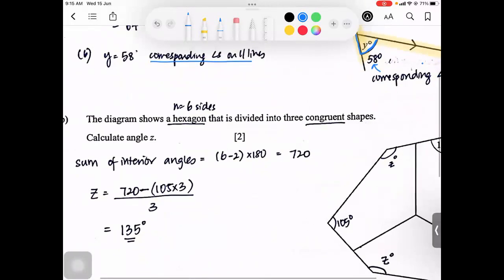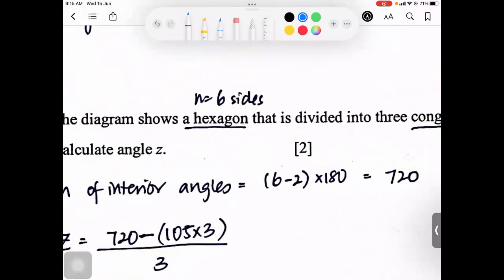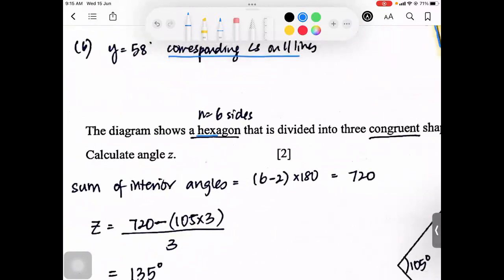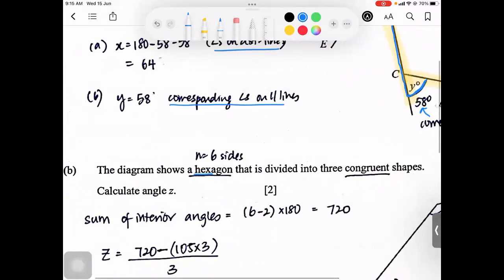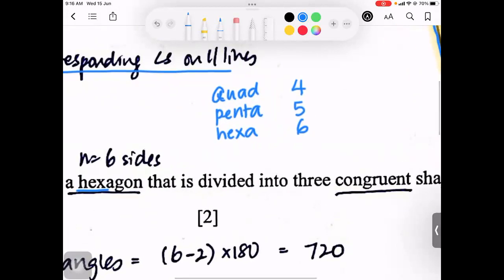Next question. The diagram shows a hexagon. Hexagon is not pentagon. Hexagon is six-sided. Okay, just roughly go through a little bit. Four-sided is a quadrilateral. Right, quadrilateral is four sides. Pentagon, okay, is five sides. Hexagon is six sides. Anyone remember what seven sides? Seven sides is heptagon.